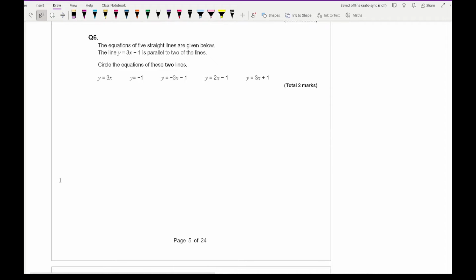For question 6, it says the equations of 5 straight lines are given below. The line y equals 3x minus 1 is parallel to 2 of the lines. Circle the equations of these 2 lines. So if it's parallel, basically it's going to have the same gradient. So looking at this, a gradient of 3. So I'm looking for y equals, and the 2 equations with a gradient of positive 3 are going to be these 2 lines here.